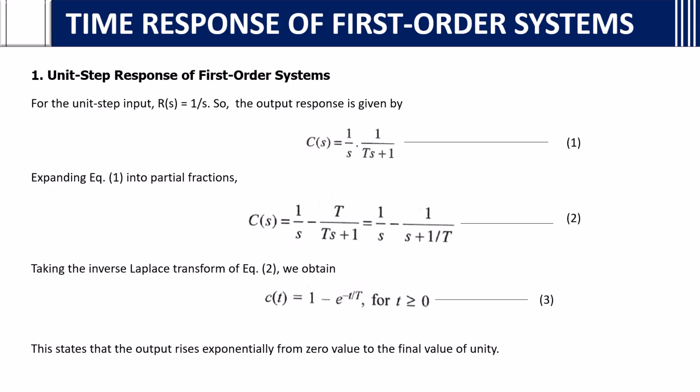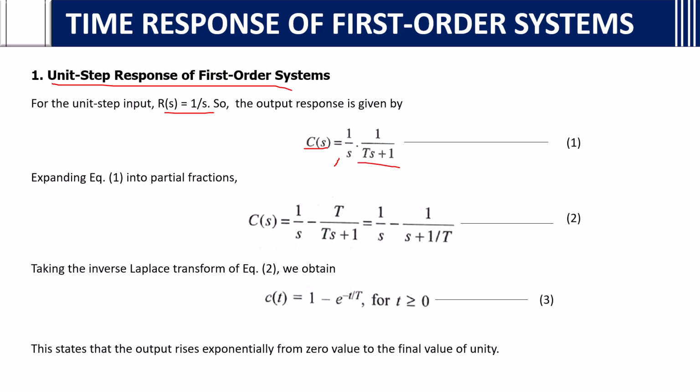See here. First we will consider the unit step response of a first order system. You know that a unit step has R of S as 1 by S. Am I right? So the output response is given by C of S by R of S in the first equation. But if you substitute R of S as 1 by S, the 1 by S will go here and becomes the multiplication 1 by S into 1 by TS plus 1.